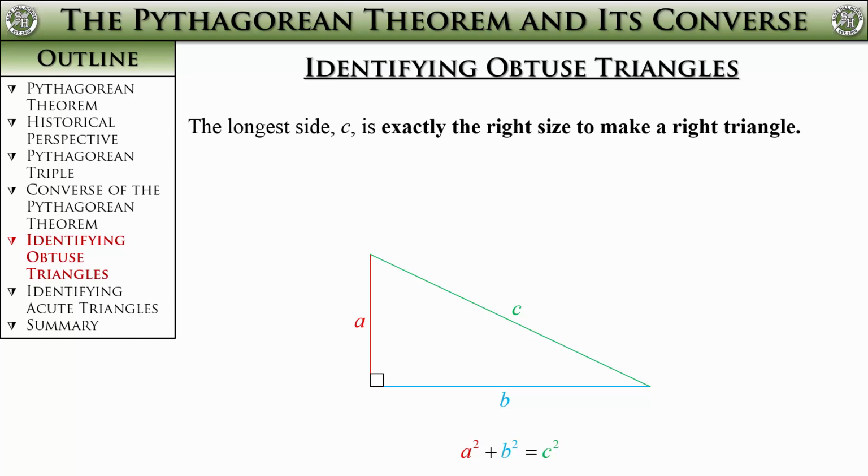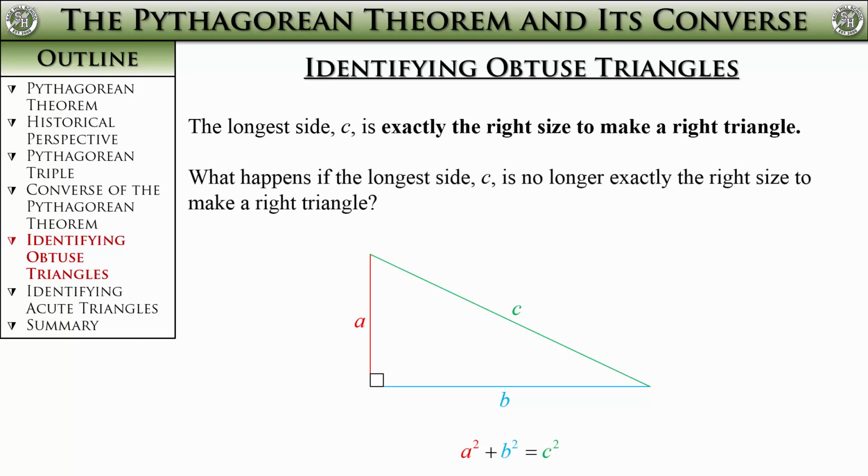The basic question to ask yourself is, what happens if the longest side c is no longer exactly the right size to make a right triangle? Look at this triangle here, a nice perfect right triangle. What would happen to this triangle if I made c a little longer? It would no longer be a right triangle. What would it be? By making c longer, I have transformed the triangle into an obtuse triangle. Now c is too large to make a right triangle, so my formula changes to this. In obtuse triangles, c squared is too large compared to a squared plus b squared.